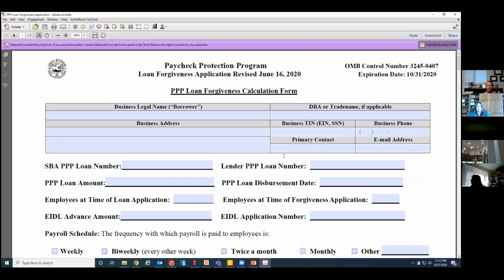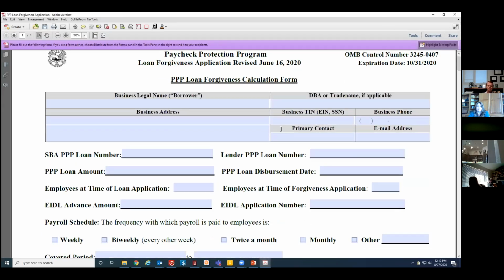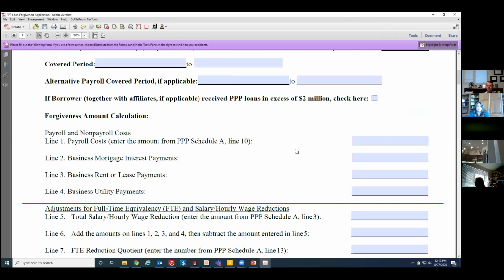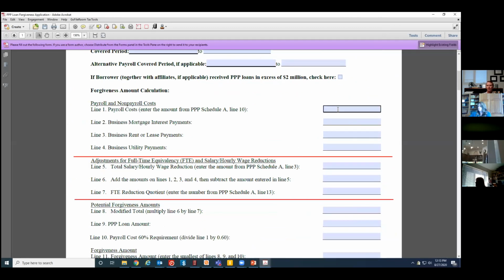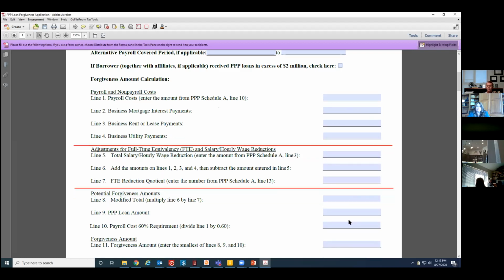And the extended form is very similar. Same information here. The only difference is adding in the reduction of the forgivable amount based on the salary or hourly wage reduction or the full-time equivalent employee reduction here on the number of employees. So if those were reduced, then it will reduce the total amount of the loan proceeds here that were used for these qualifying expenses. We'll reduce that here and then have a similar calculation.